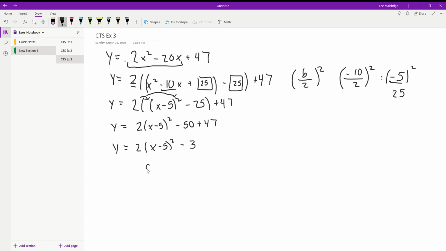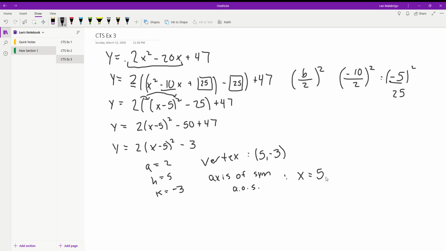We have a being 2, h is 5, and k is negative 3. And so our vertex will be 5, negative 3. Our axis of symmetry, I should start calling this AOS. You can abbreviate like that, and I will be fine with it. It will be x is equal to h, which is 5 in this case.